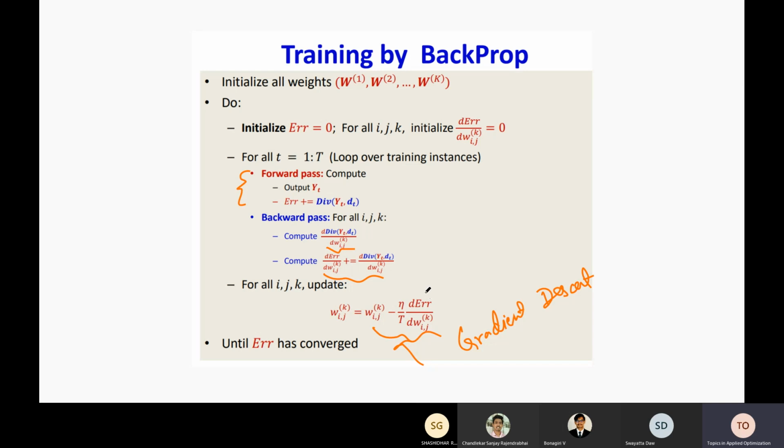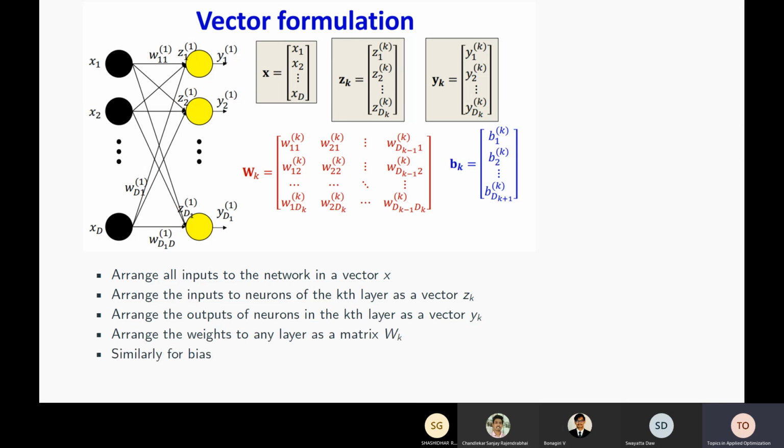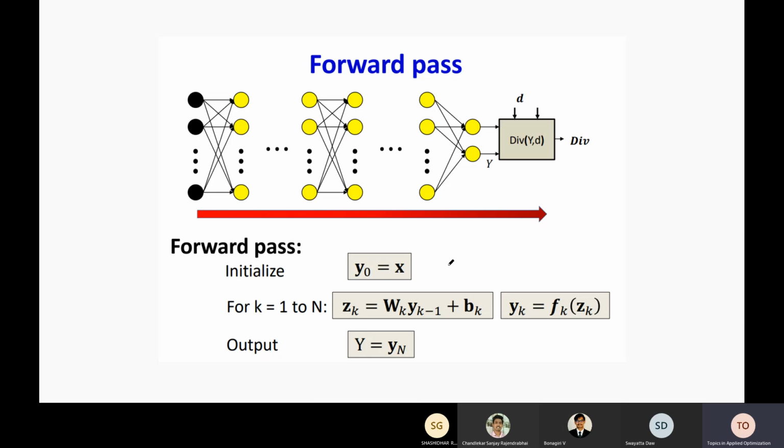So the main thing here was to compute the derivative of the loss with respect to the weights. Once I have that, I can form the gradient of the loss like this, and then I can just update my weights. Then we can formulate things in vector form, using vectorized notation like this.